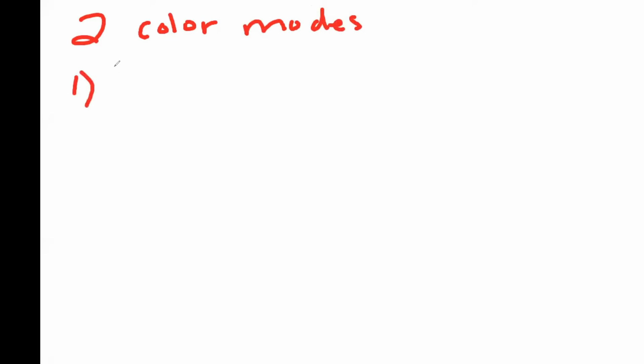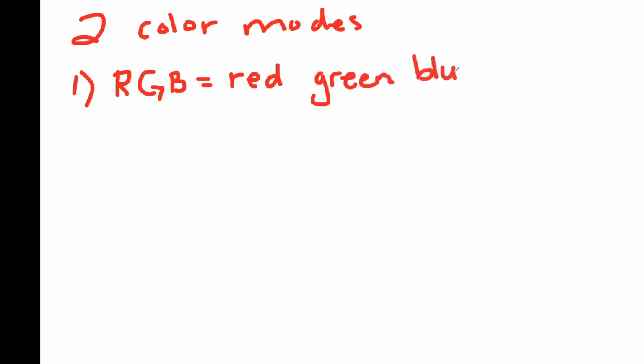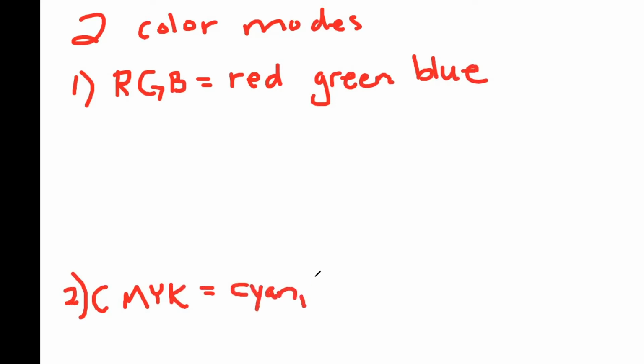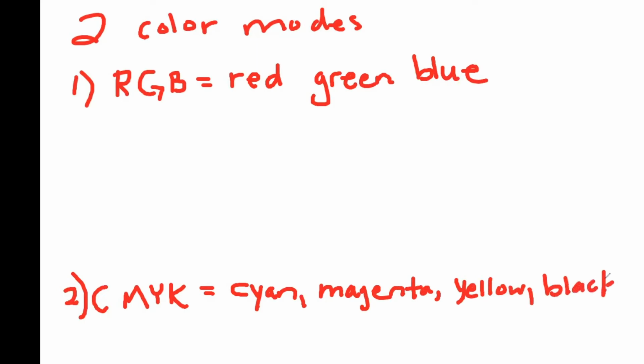One, which is what our current photo is in, is called RGB, which stands for red, green, and blue. Then the second color mode is called CMYK. And that stands for cyan, magenta, yellow, and black. And CMYK is also sometimes referred to as a 4-color process.